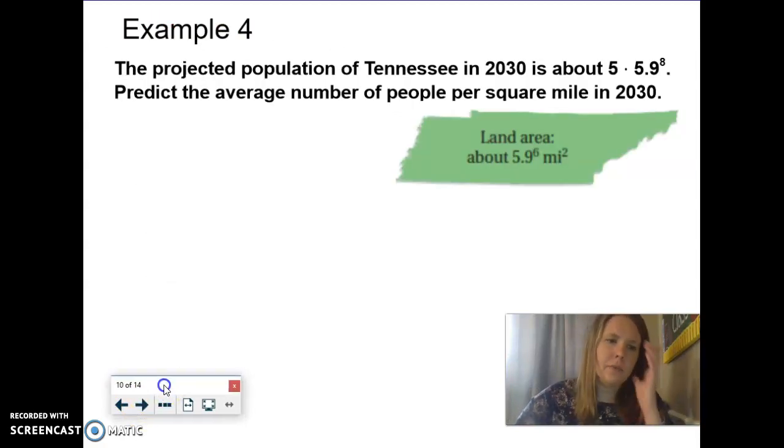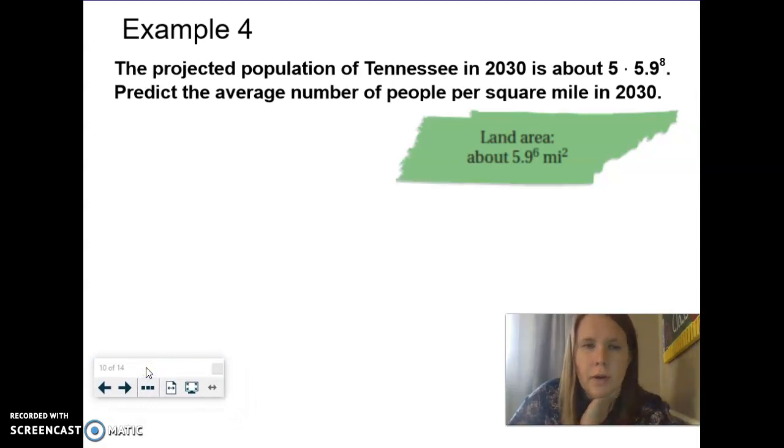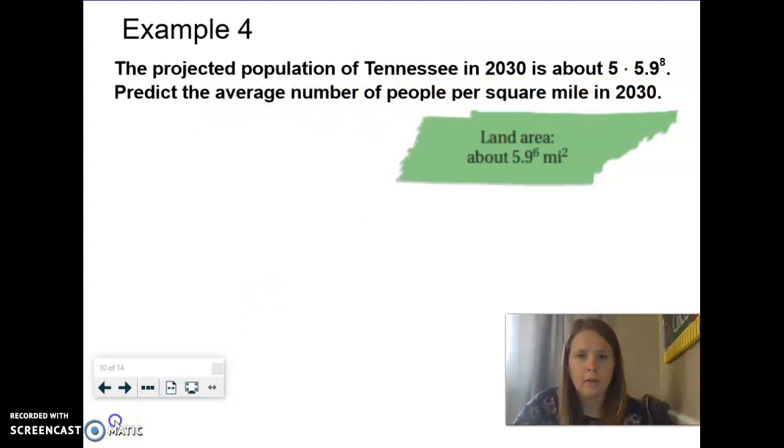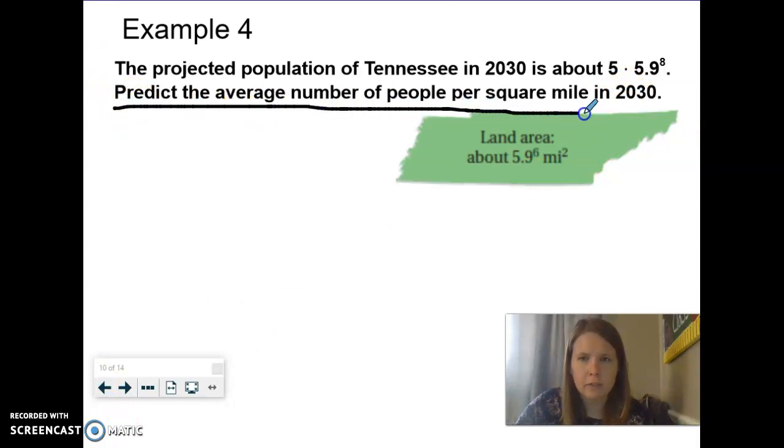All right, so the next question is a word problem here. It says the projected population of Tennessee in 2030 is about 5 times 5.9 to the 8th. Predict the average number of people per square mile in 2030. All right, so here's our ultimate question. Predict the average number of people per square mile in 2030.